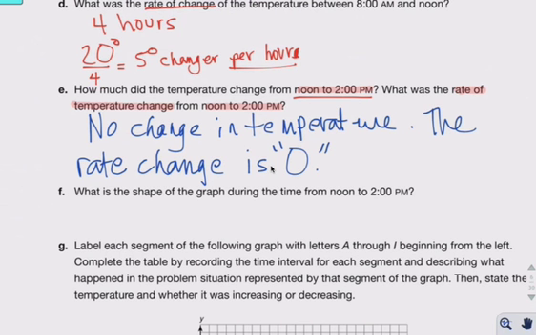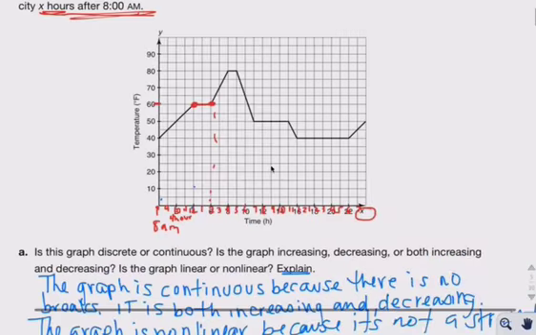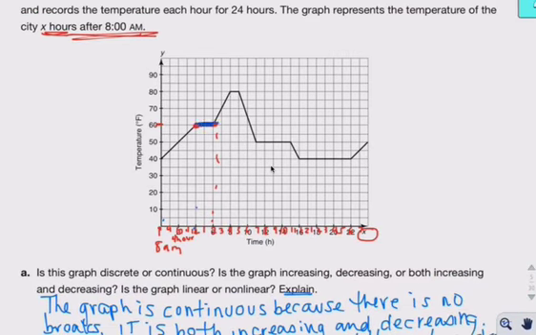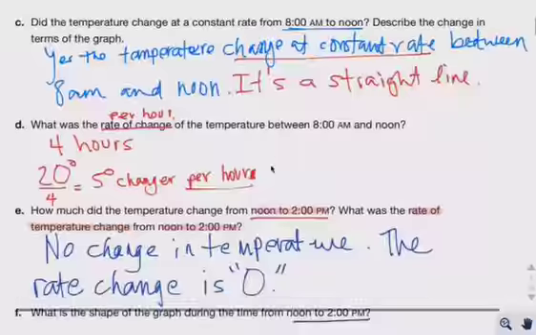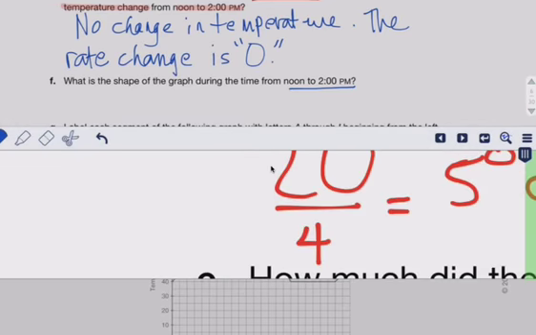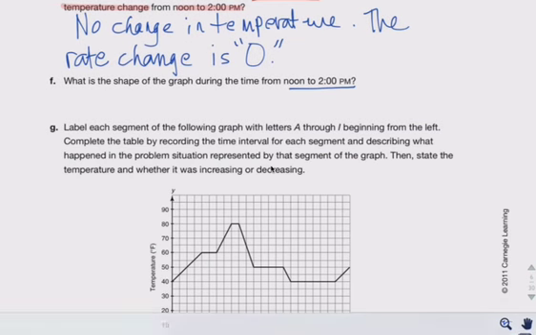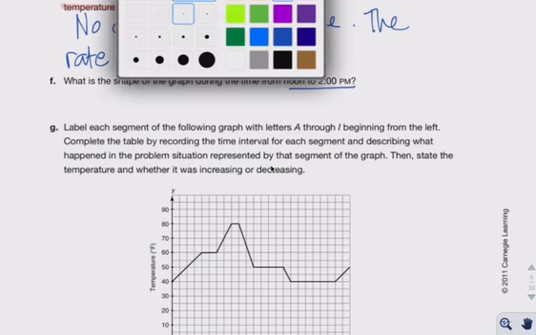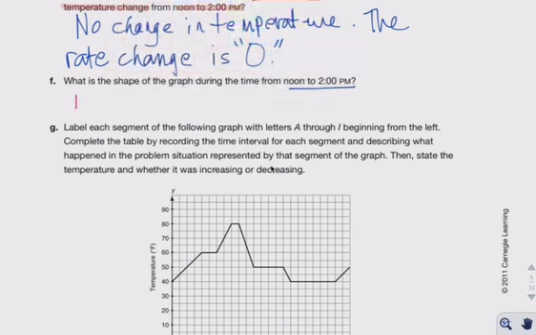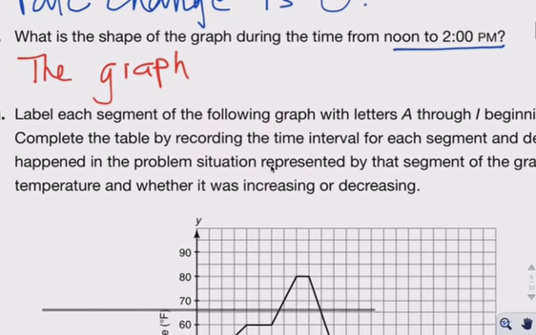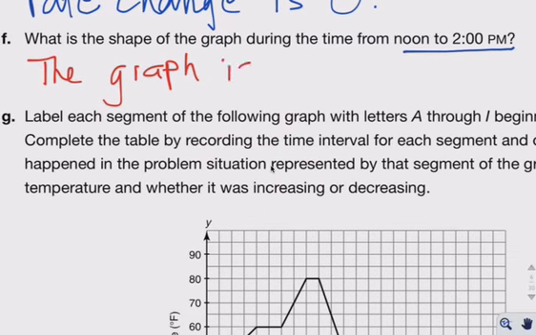What was the shape of the graph during the time from noon to 2? If you look at noon to 2, that graph again is a horizontal line. That's called a horizontal line. Always try to write in complete sentences, please. The graph is a horizontal line.